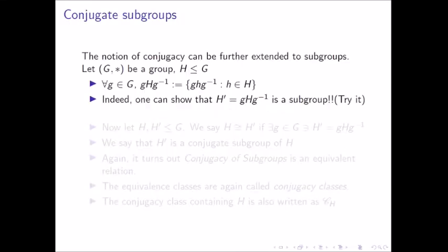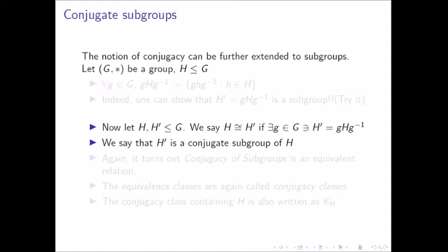Now we come to the notion of conjugate subgroups. Like conjugate elements, there are conjugate subgroups as well. So define gHg inverse, this thing, as the set of all ghg inverses such that h belongs to H and g is fixed. So indeed one can show that this H prime, which is equal to gHg inverse, is a subgroup. Try it.